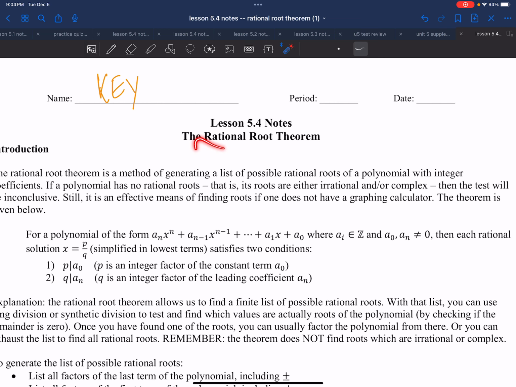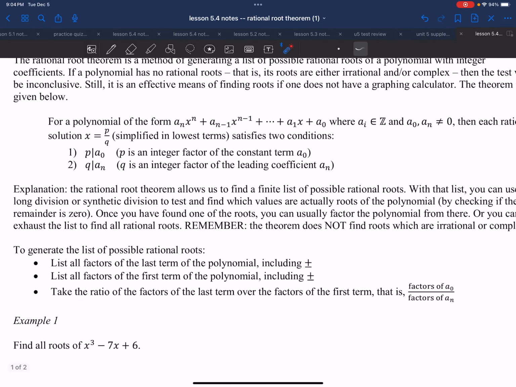So the rational root theorem will not find, as it says right here, irrational or complex roots. But if a polynomial or function has rational roots, then the rational root theorem could be used to find that and then simplify the polynomial, or find a factor of the polynomial that could be further factored to find those roots. And you say, huh? What? You'll see it when I work through the examples.